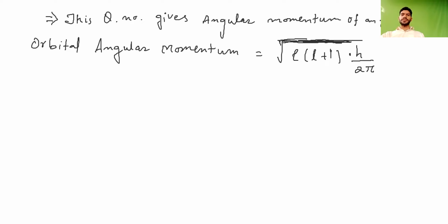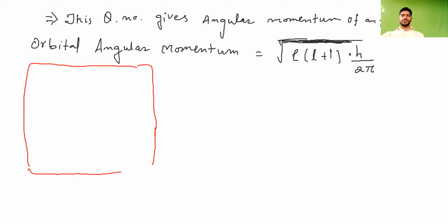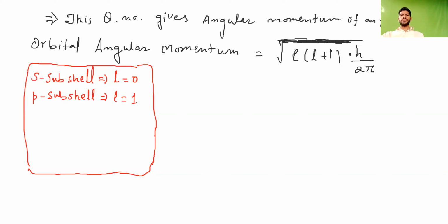Got it? So can you tell me then what will be the angular momentum of an electron in... okay, you have to now remember this box. I will draw it here. This is very, very important. You have to note down that for S subshell, L value is 0. And for the P subshell, this table is very, very important because we will use it ahead a lot of times. So for P subshell, L value is 1.